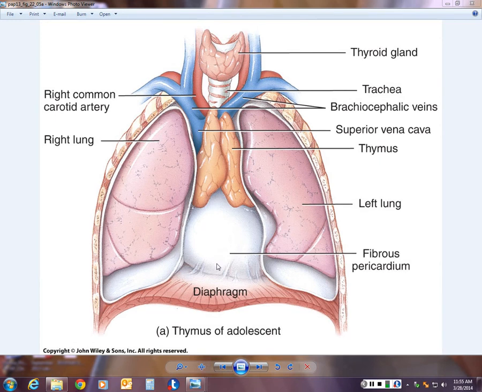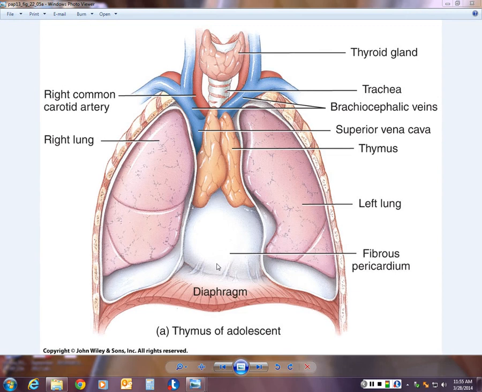Examples of lymphatic organs include the thymus, lymph nodes, spleen, and also red bone marrow. When we consider the tissues, they include tonsils, something found in the small intestine referred to as Peyer's patches, the appendix, and also lymphatic nodules. So we'll be taking a look at some of these as we go through this discussion.